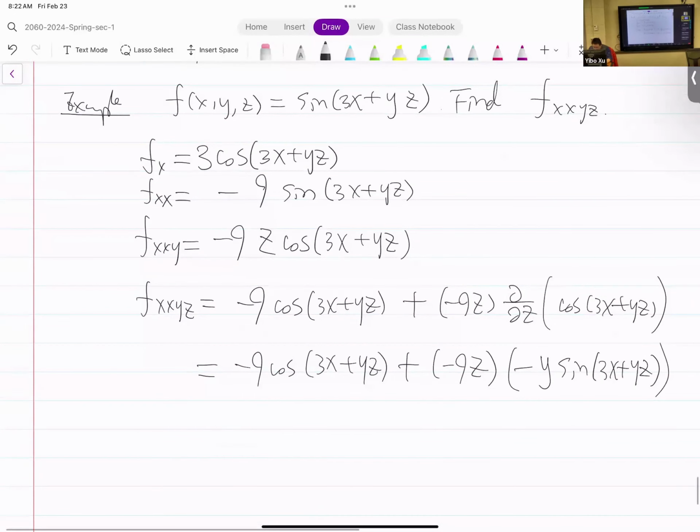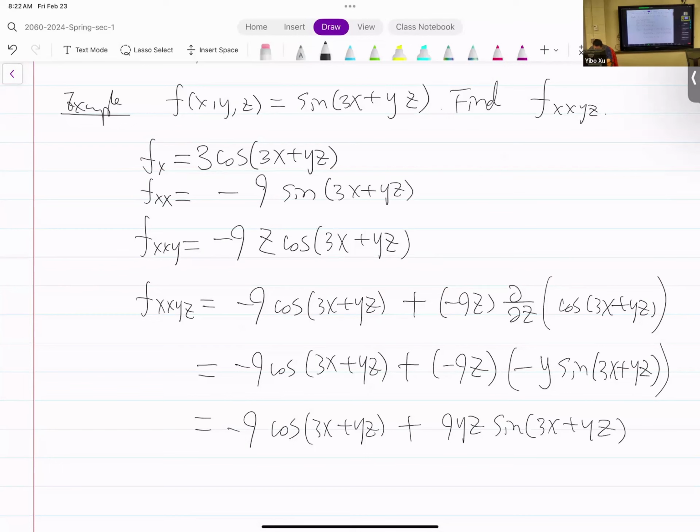And here you can see we can simplify by just the two negatives make a plus, right? And then we have just 9yz in the front. So negative 9 cosine of 3x plus yz, plus 9yz sine of the same expression. So it's good.